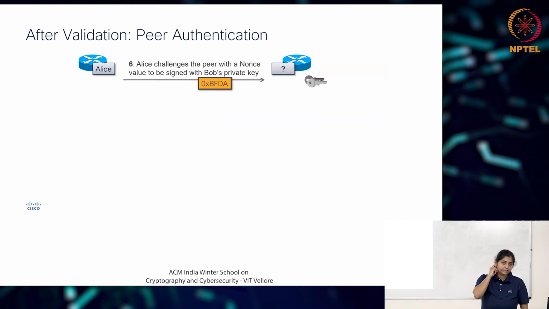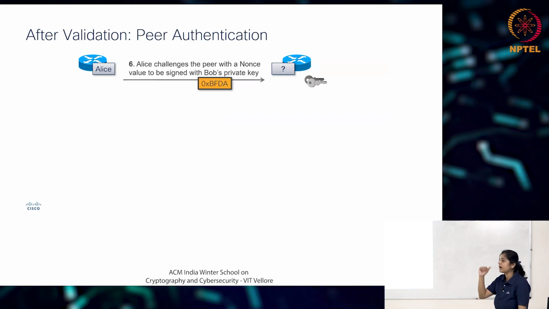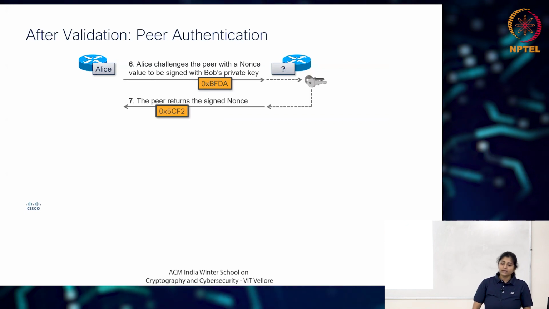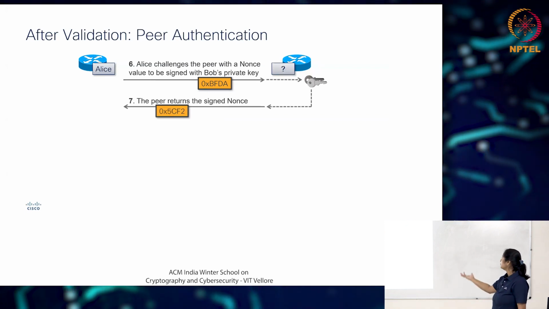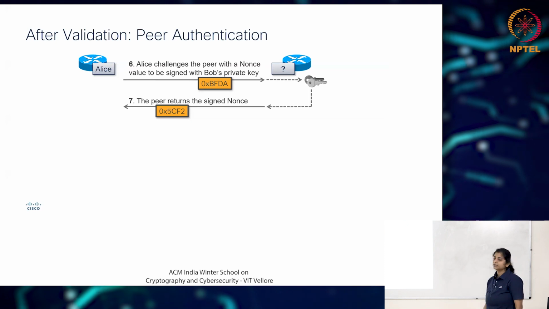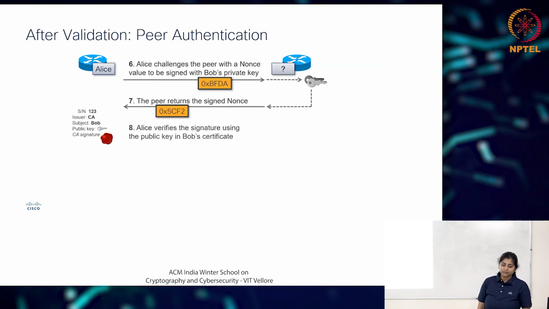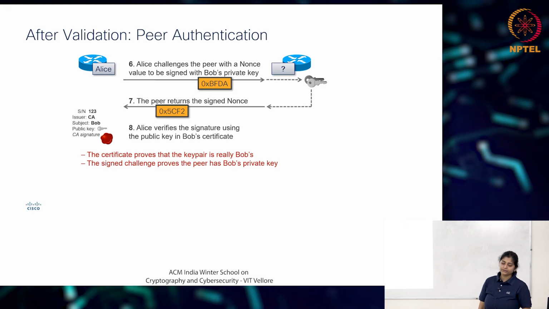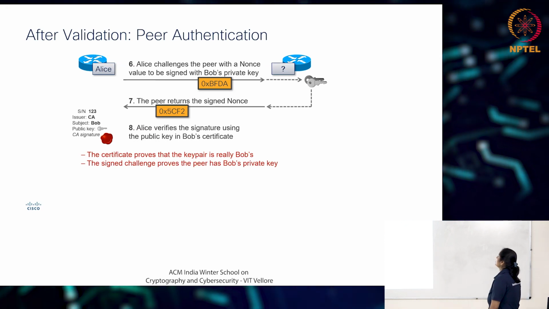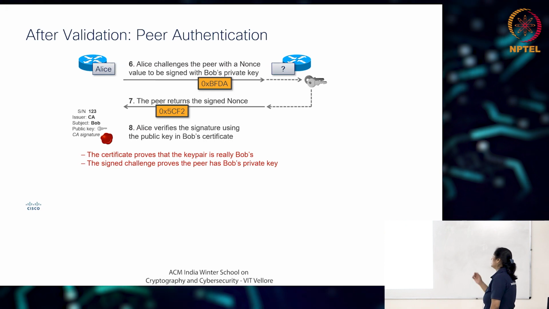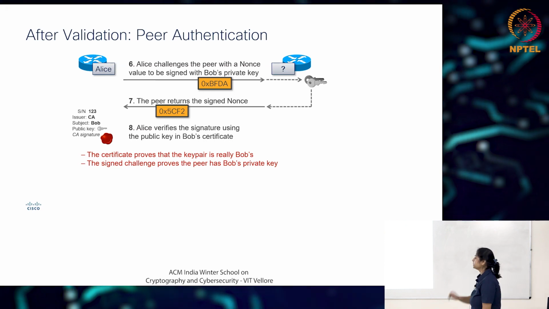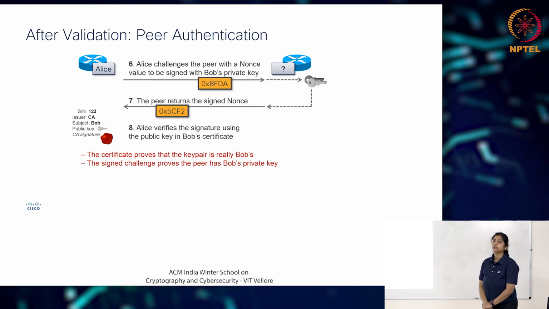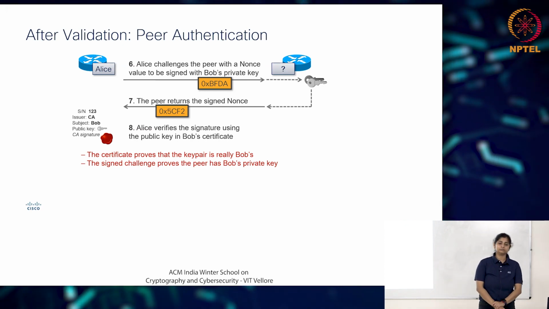So once you have the certificates established, you will get the public key, and you'll exchange the certificates as usual. They get the signed nonce. The certificate proves that the key pair is really Bob's. And then with the private key, whoever is decrypting the packets will be able to read them, depending on the identity.